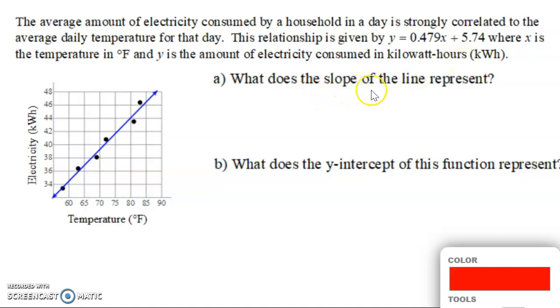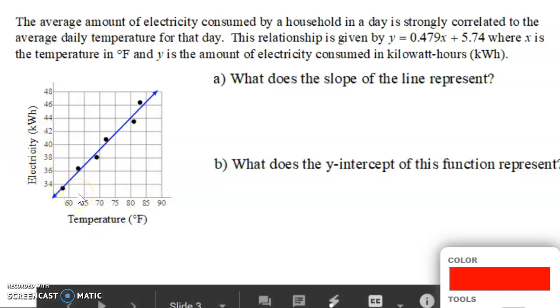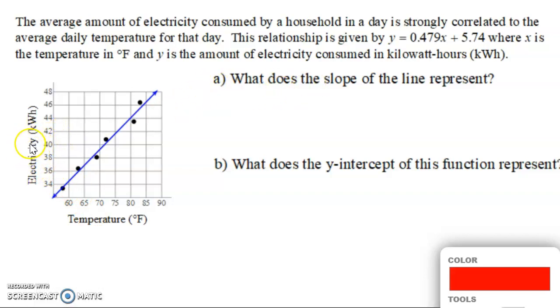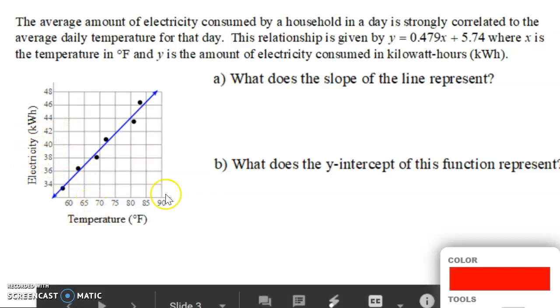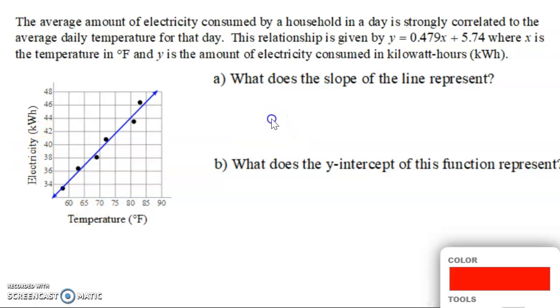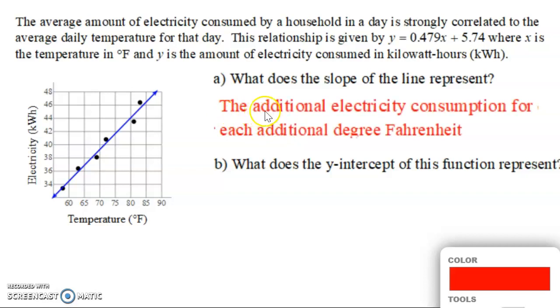What does the slope of the line represent? Remember, the slope is always the same thing as unit rate. That means how much the y changes every time x changes by 1 is what a unit rate tells us. So what is the slope? How much does electricity change when the temperature changes by 1 degree Fahrenheit? It's really talking about the additional electricity consumption for each additional degree of Fahrenheit in temperature.